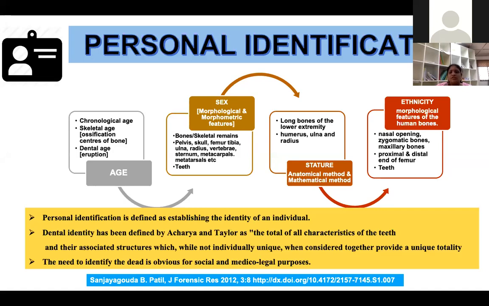Similarly, the long bones of the lower extremity, humerus, ulna, and radius play an important role using the anatomical method, and mathematical formulas are available to identify the stature. Similarly, the ethnicity is based on the nasal opening, zygomatic bones, maxillary bones, proximal and distal end of femur, and again, our teeth play a very important role apart from all the long bones. The hard tissue structure of our oral cavity, the teeth, seems to have the main role in identifying the ethnicity also.